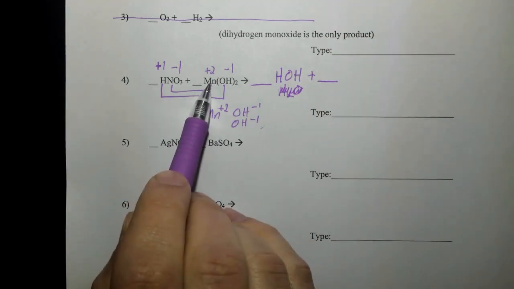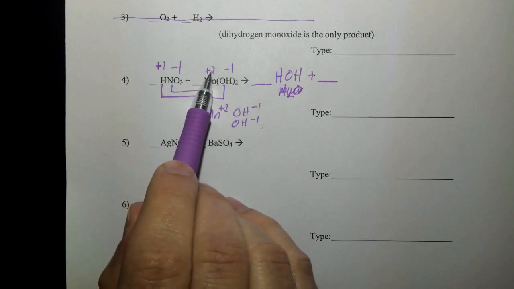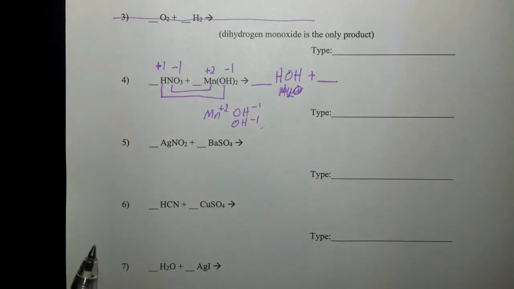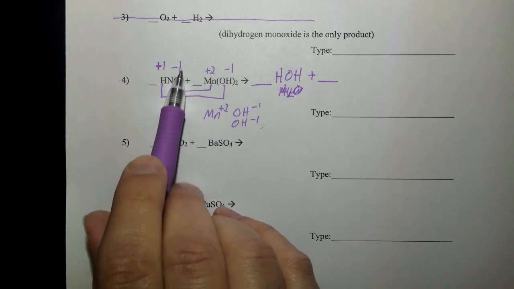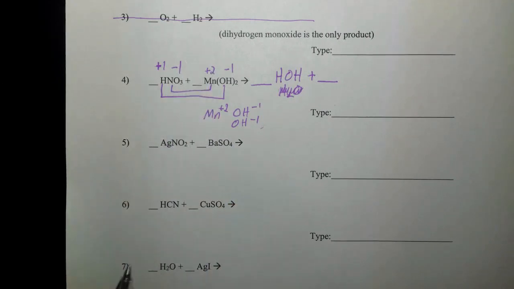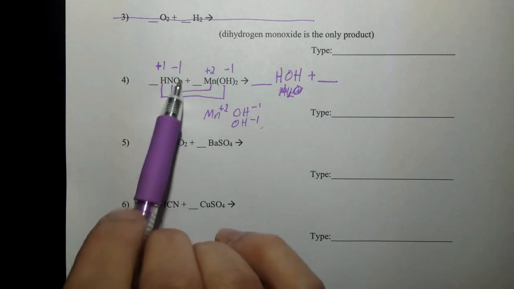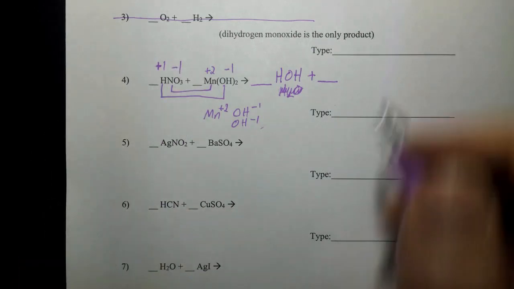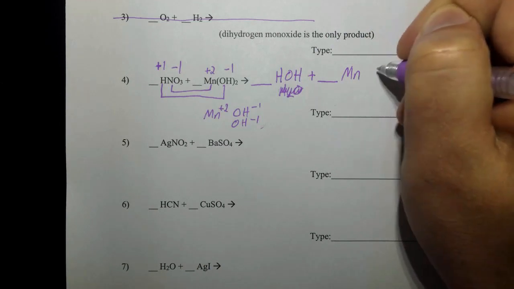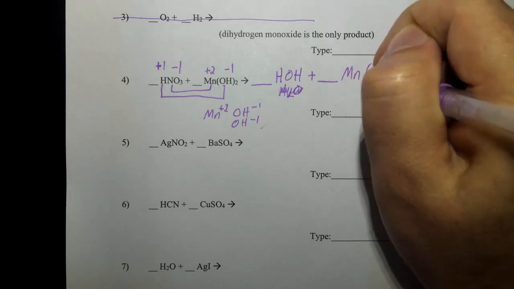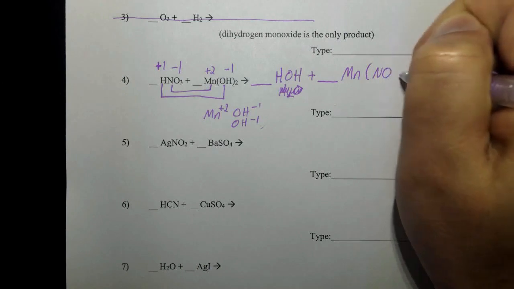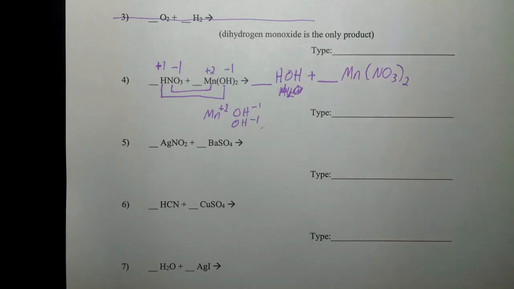Alright, then for our next one, Mn and NO3, you've got a plus 2 coming together with a minus 1. What's that going to be? Do I need more Mns or NO3s to cancel these charges out? More NO3s. How many total NO3s would I need? 2. So we'll say we need an Mn. Then since we need 2 of those NO3s, we'll put parentheses NO3 with the 2 after it.